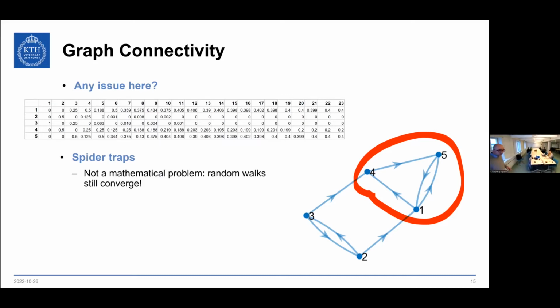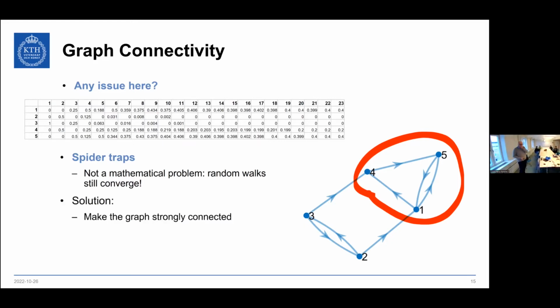And now it's mathematically not a problem. Random walks converge. It's a unique distribution, but it's not cool because we have some nodes that we cannot process. So we call it a spider trap, and then we'll discuss some solutions. Maybe we make sure that there is a link back. So in a sense, we want to make the graph strongly connected, and strongly connected graph means that any node can reach any other node in the graph. And in this case, these nodes cannot reach 2 and 3. So this is a problem.